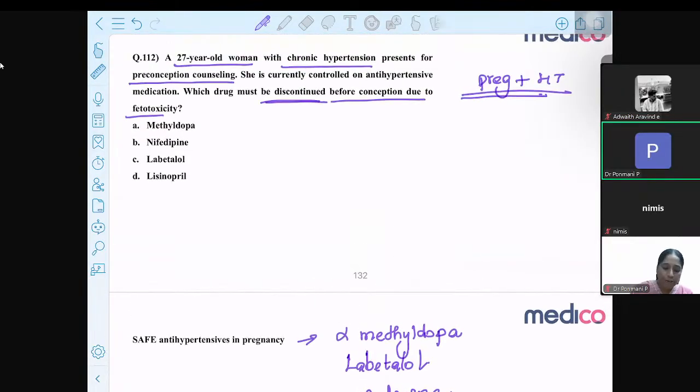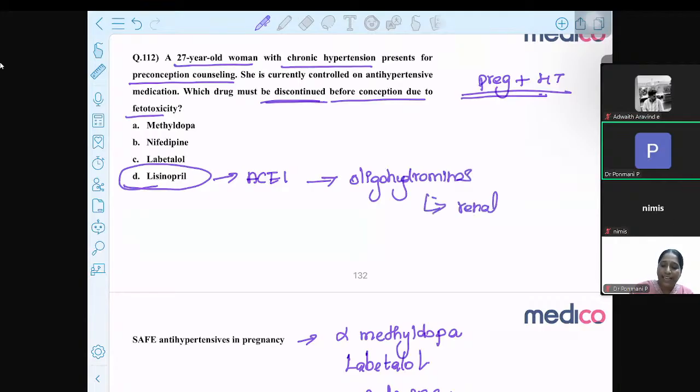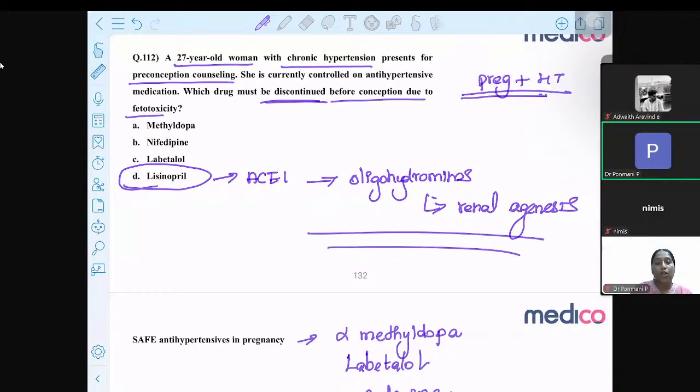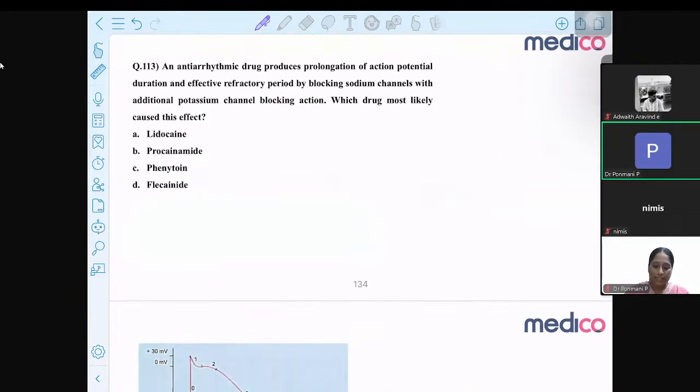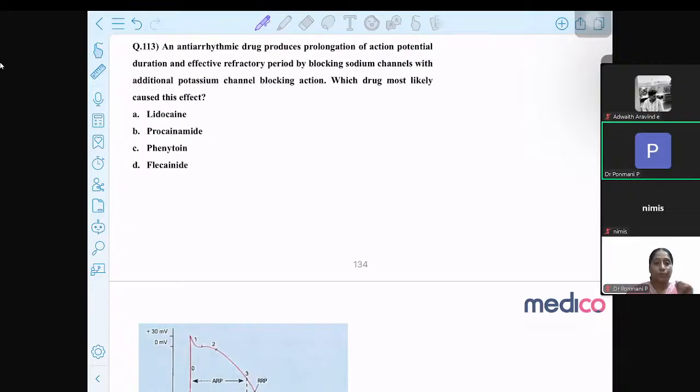What should not be used? Lisinopril, which is an ACEI. It should not be used. Why? Because this can cause oligohydramnios and it can cause renal agenesis in the baby. And therefore, ACEIs or any drug acting on the RAS should be avoided. And the safest drugs are the other three options which are given here. Moving on to the next. So this is very important. So this will be the last question of this discussion.